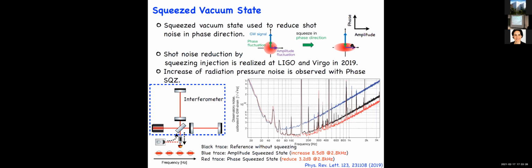However, according to the Heisenberg principle, if we decrease the noise in this direction, the noise fluctuation will increase in the orthogonal one. For example, like this. In this picture, we squeeze in the phase direction. We can align the gravitational wave signal in the phase direction, and we can get a better signal-to-noise ratio like this.